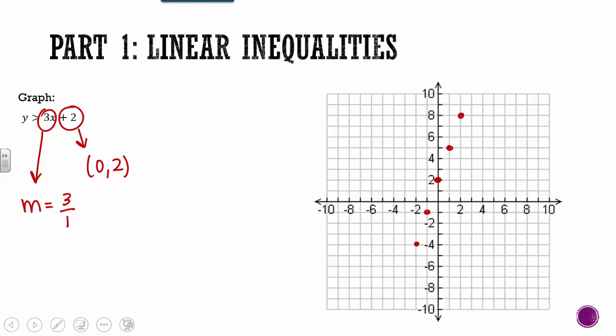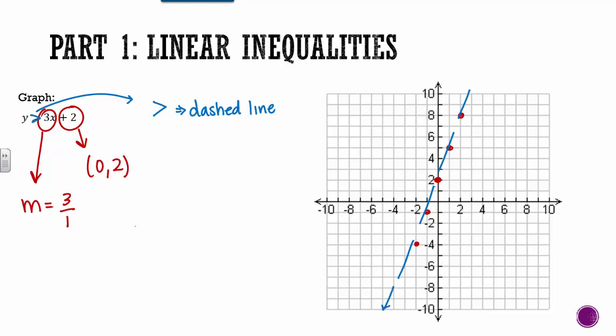And then, before I connect these dots, let's take a look at our symbol. It is a greater than symbol. That means that I need to draw a dashed line. So instead of connecting these just straight up and down with a solid line, we need to connect them and dash it. So it should be something like this. Make sure it is really obvious for me to see that you are dashing your lines. We still get arrows on either side.